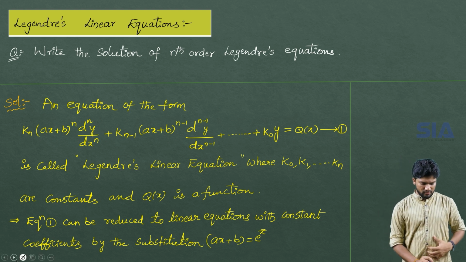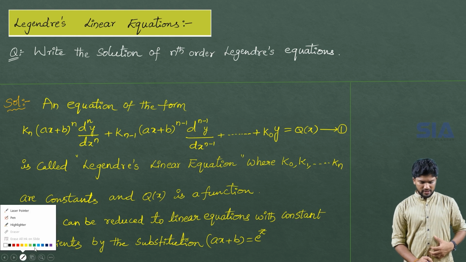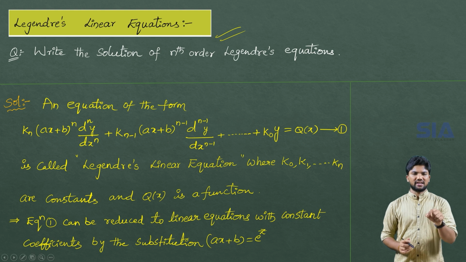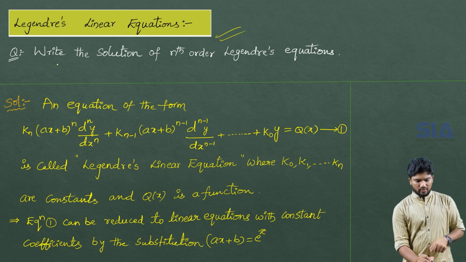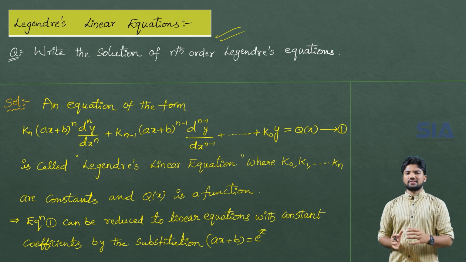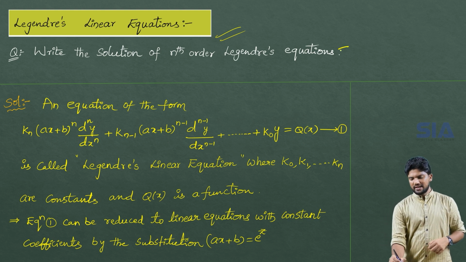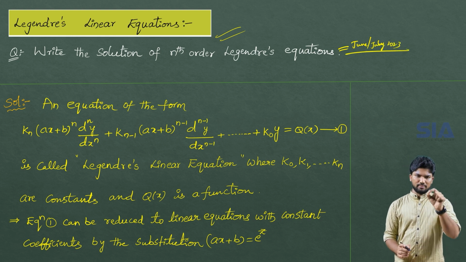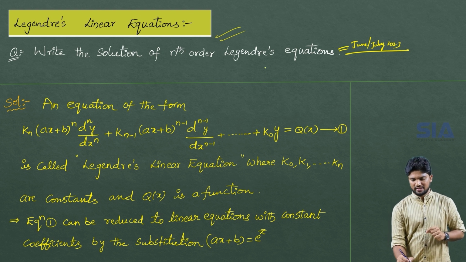The present lecture, in order wise, is the fourth subtopic from this unit, but we are discussing it now. The main reason is this question, whatever we discuss now: write the solution of the nth order Legendre equation, asked recently in the June-July paper of 2023. In the last year, in the June-July 2023 paper, they asked a question based on this Legendre's linear equation.